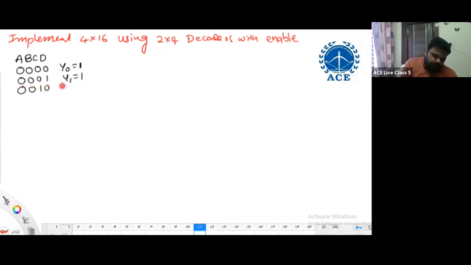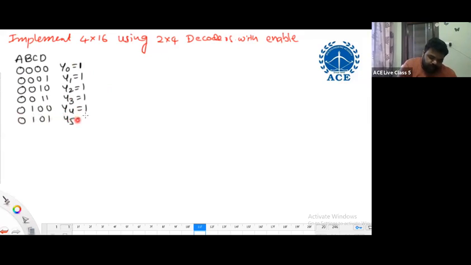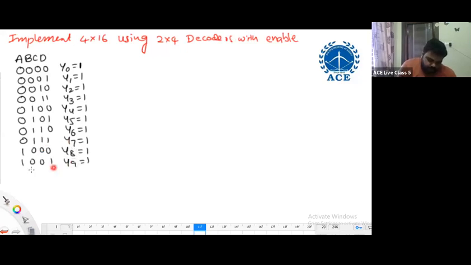For 0, 0, 1, 0, Y2 is 1, remaining are zeros. For 0, 0, 1, 1, Y3 is 1, remaining are zeros. 0, 1, 0, 0, Y4 is 1. 0, 1, 0, 1, Y5 is 1. 0, 1, 1, 0, Y6 is 1. 0, 1, 1, 1, Y7 is 1. 1, 0, 0, 0, Y8 is 1. 1, 0, 0, 1, Y9 is 1. 1, 0, 1, 0, Y10 is 1.